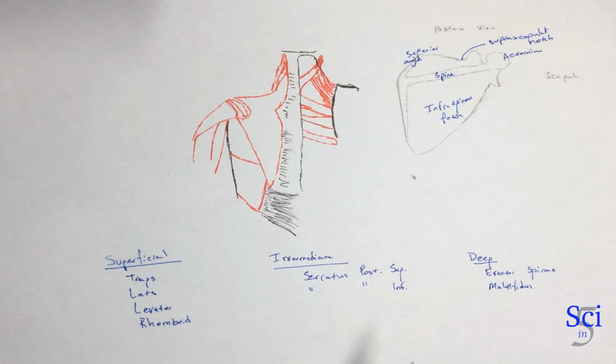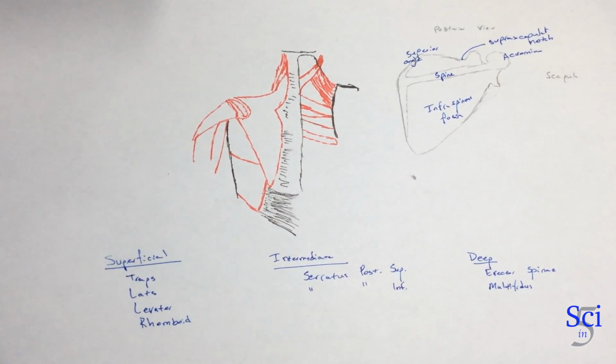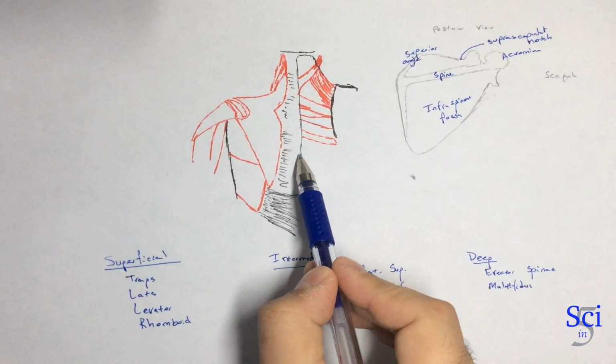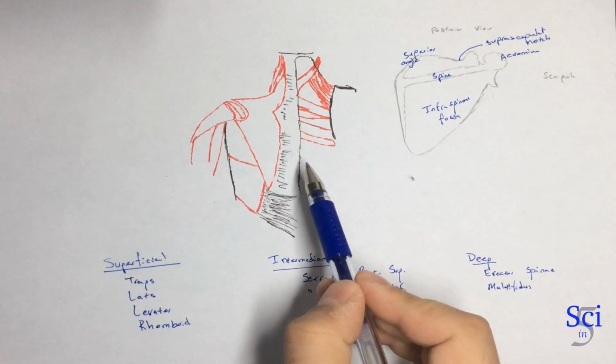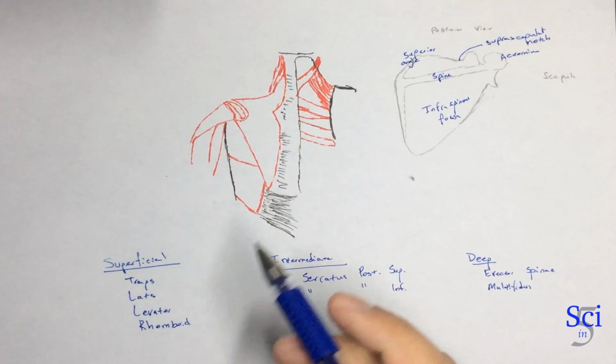So let's go with the superficial muscles. To begin with, the superficial muscles are the ones that are directly under the skin. So think superficial. If it's on the superficial surface, it's the furthest out. For the most part, they're going to originate from the vertebral column, and then they're going to attach to different bones. So let's start with the traps.